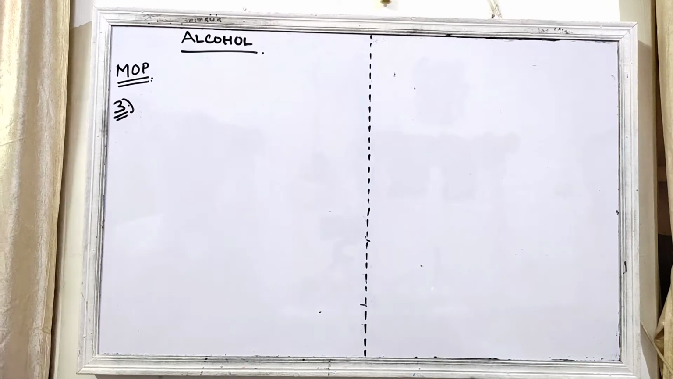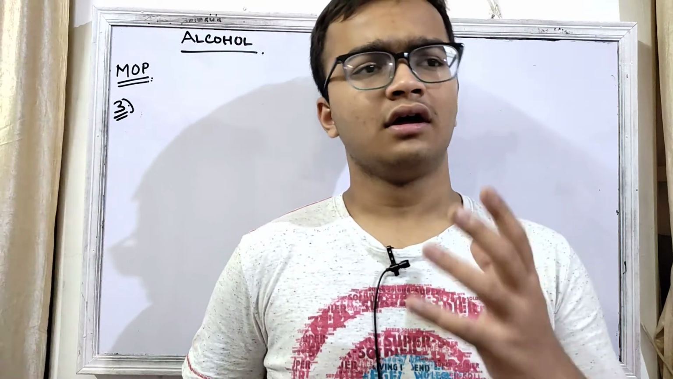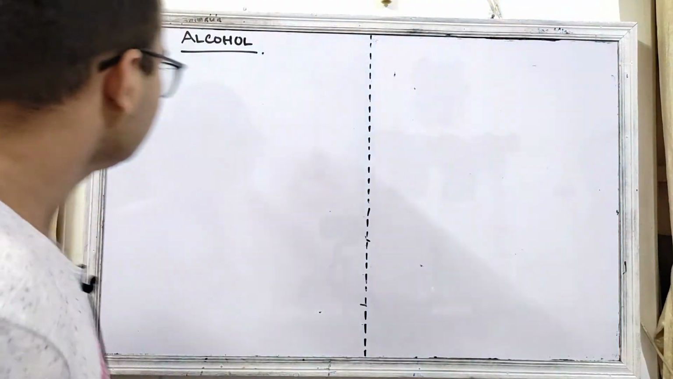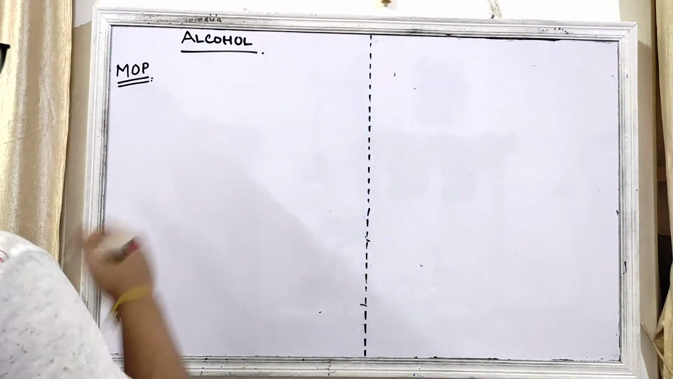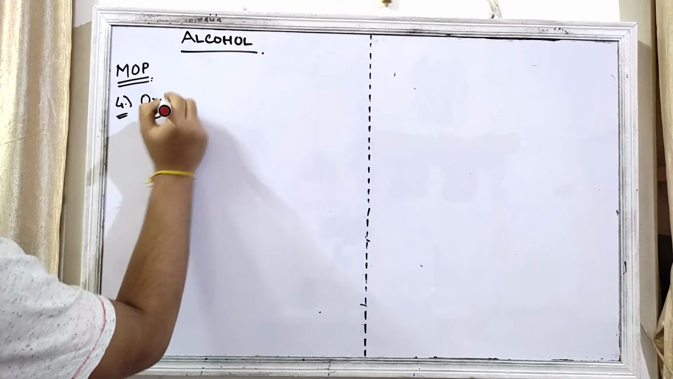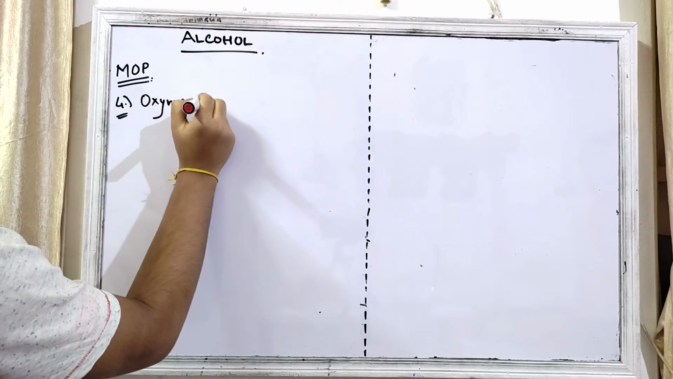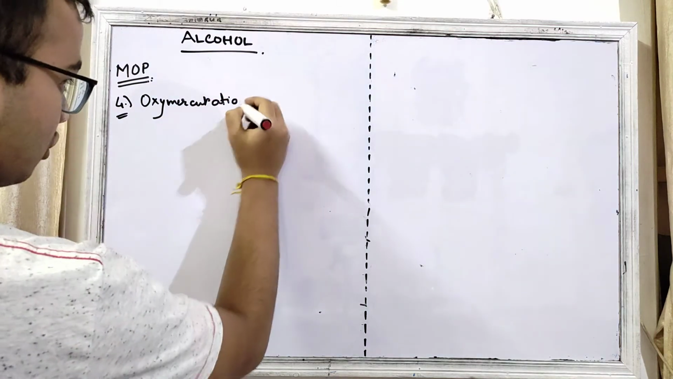Okay, so let's come to the next method of preparation of your alcohol, which is from the mercury acetate. We call this method oxymercuration demercuration. So let's give the heading over here. Give the heading oxymercuration. This will be number 4. This is not in NCERT, but I am giving this because it is important.